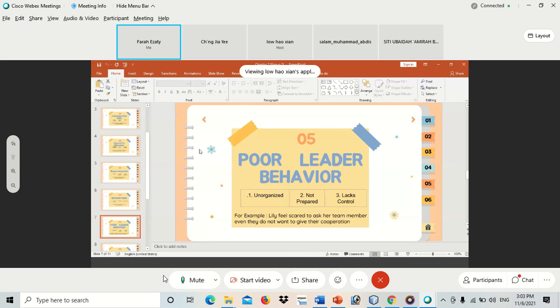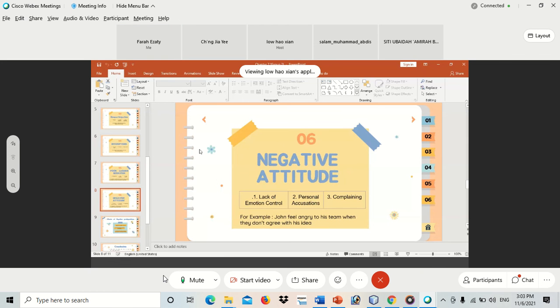Okay, the last one is negative attitude. For example, lack of emotion control, personal accusation, and also complaining. The example for negative attitude that I chose is John feels angry with his team when they don't agree with his idea. So for me, I think John needs to be more open-minded. Okay, next I will pass to my friends.